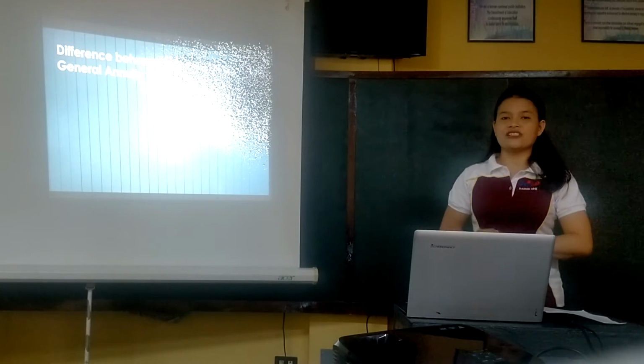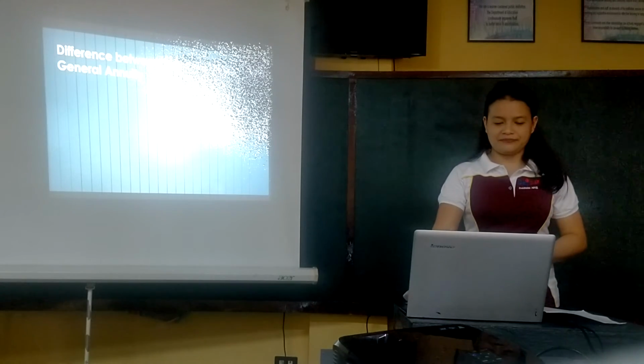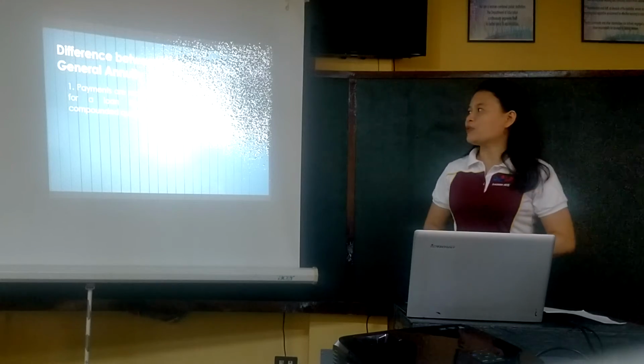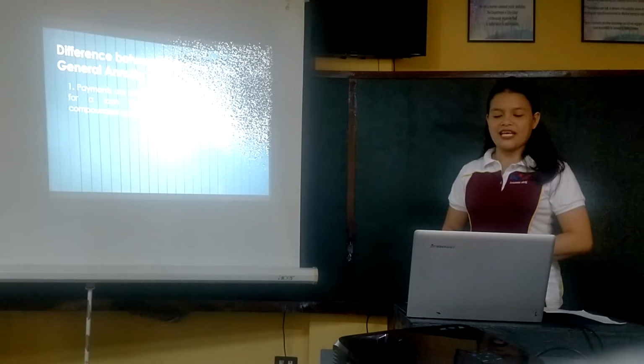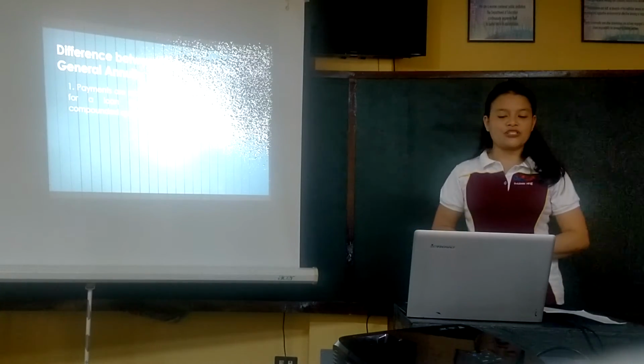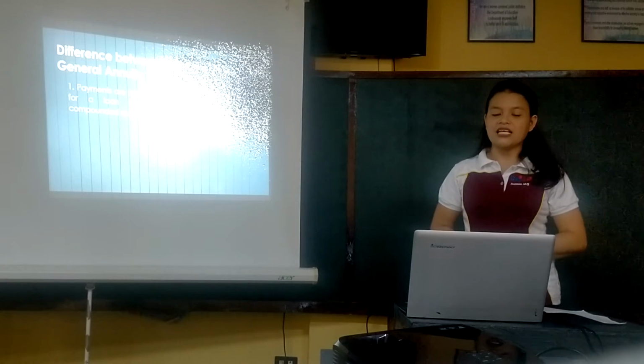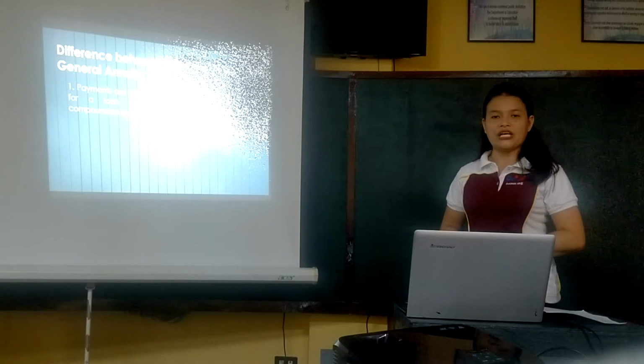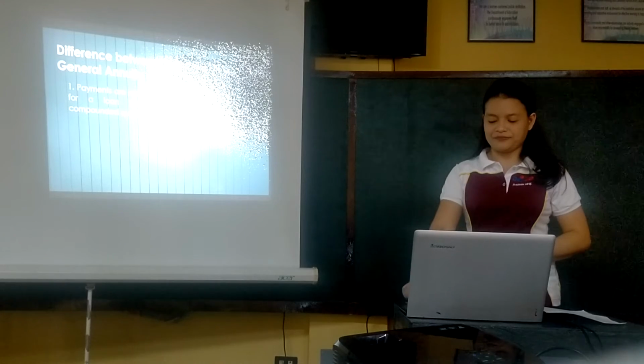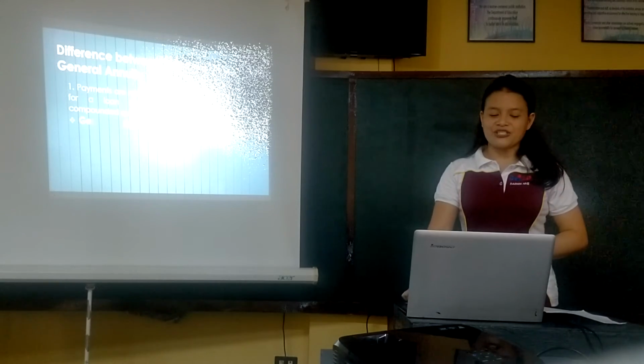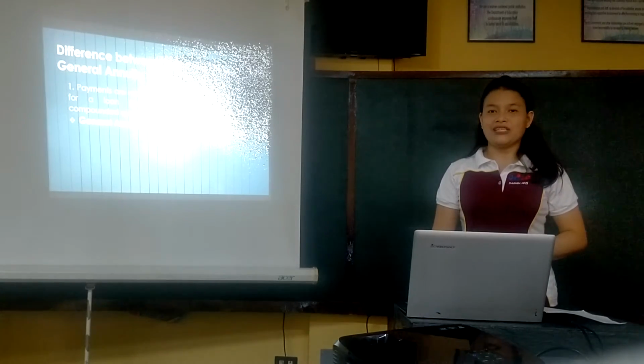Do you have questions or clarifications? If none, you try this. Example number 1. Payments are made at the end of each month for a loan that charges 1.05% interest compounded quarterly. What do you think is the answer? Yes, the answer is general annuity.